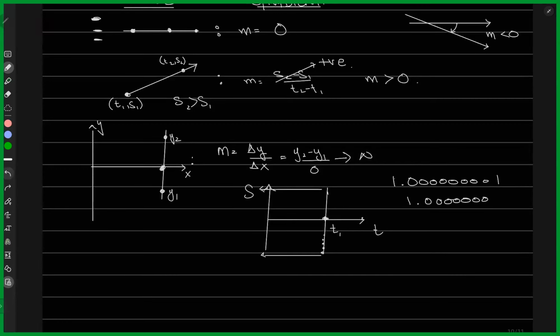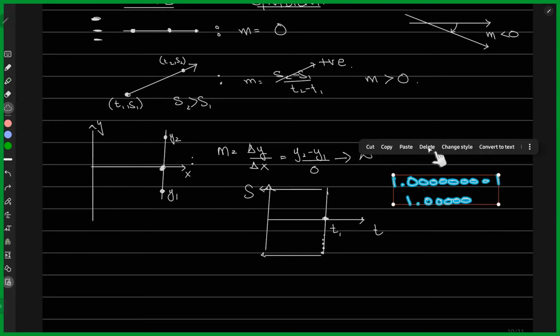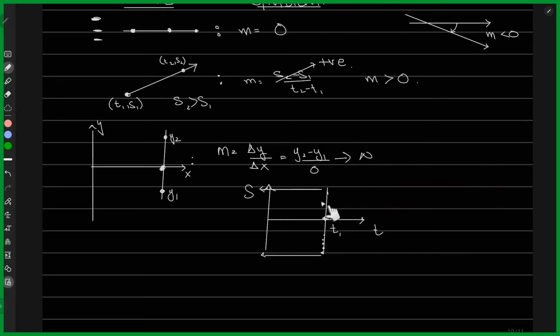And this is why there are infinite values that live on this line at a particular t1. So you don't know what displacement I am talking about. I'm talking about this one, this one, this one, this one. I'm talking about infinite displacements, which is why anything divided by 0, or in this case, y2 minus y1 divided by 0, is infinity, right? Because there are infinite number of values on this line for displacement at t1.